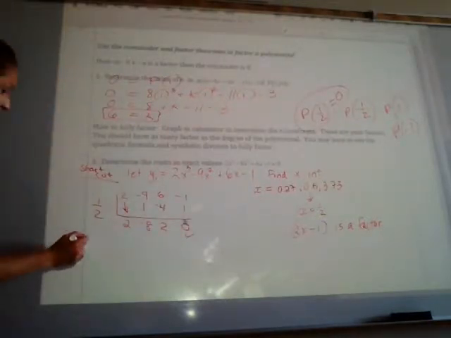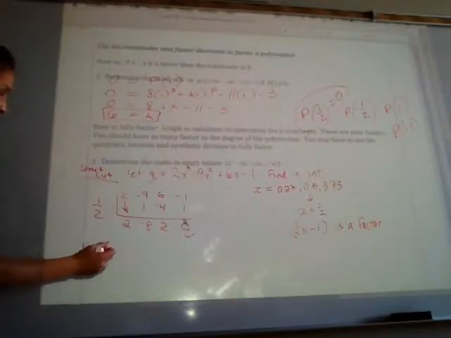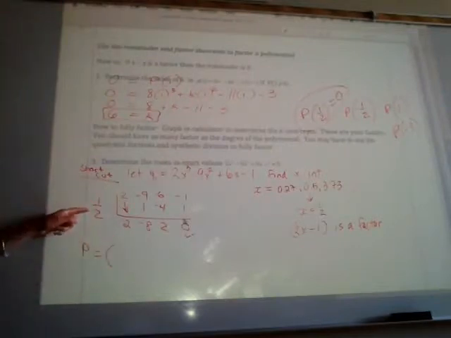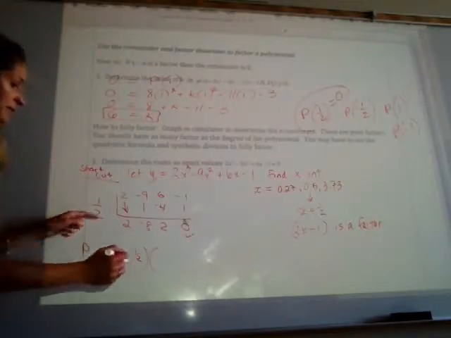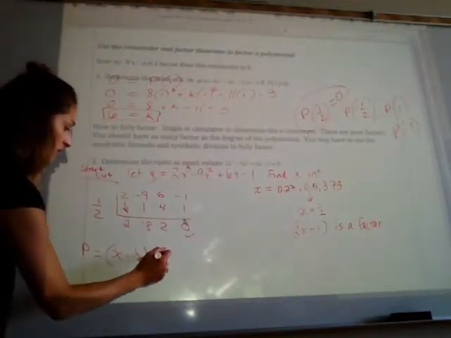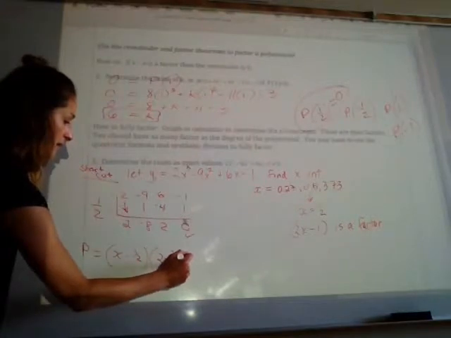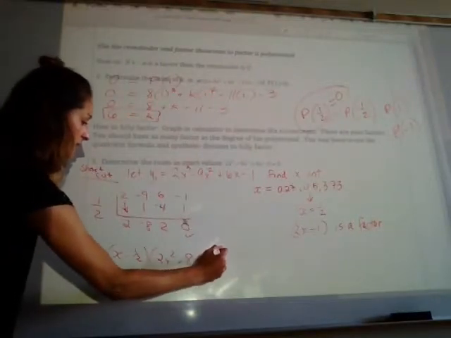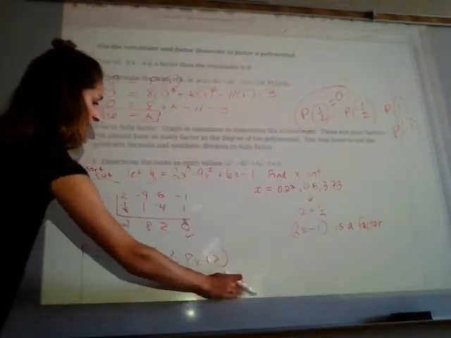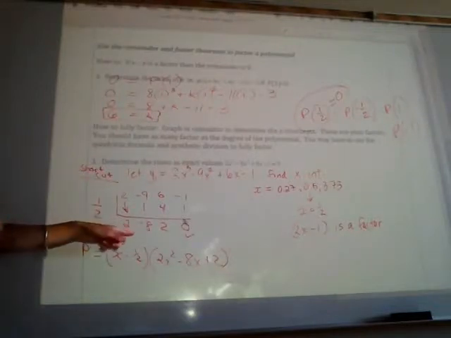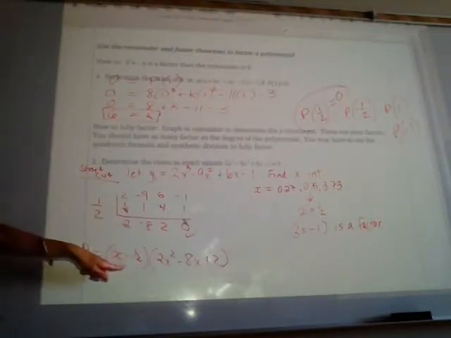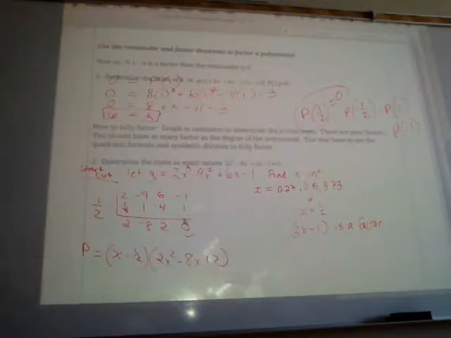So just to summarize what we have so far, we have a polynomial that's equal to our divisor, x minus 1/2, times our quotient, which is 2x squared minus 8x plus 2. Yeah, I thought it was 2x minus 1. Here? Yeah. It will be, and I'm going to show you how.